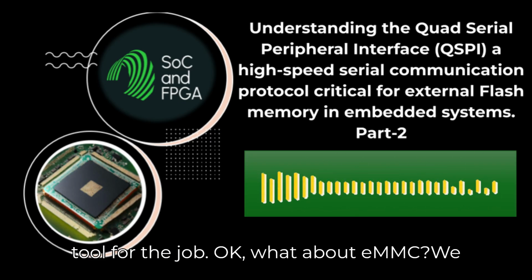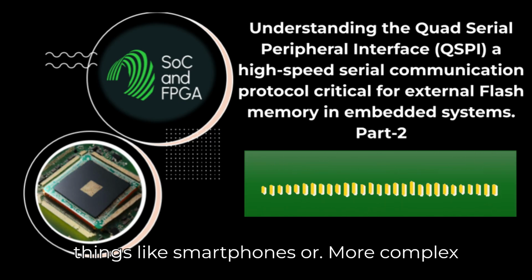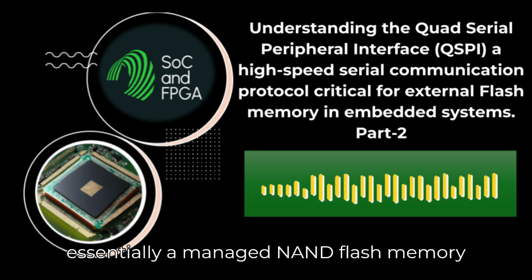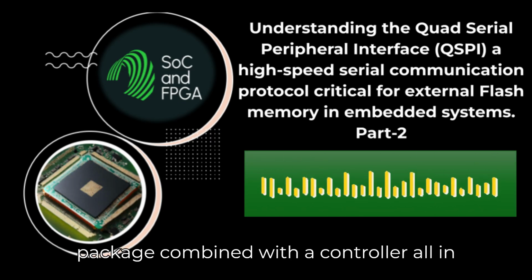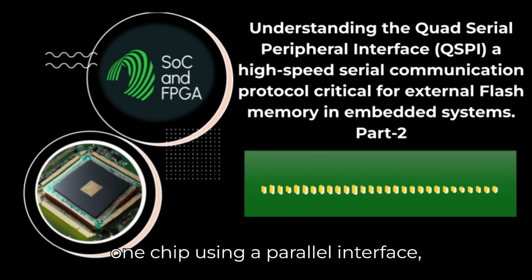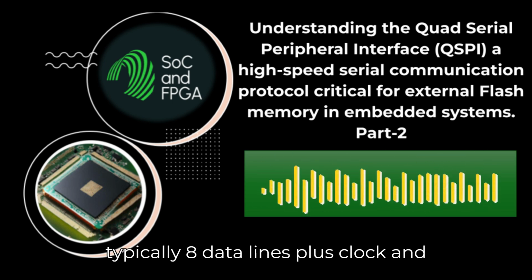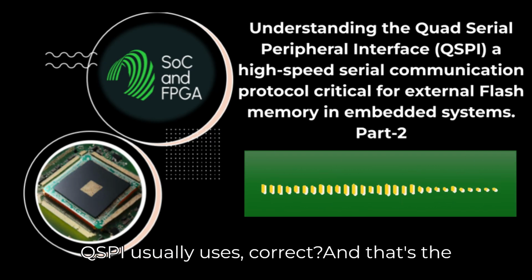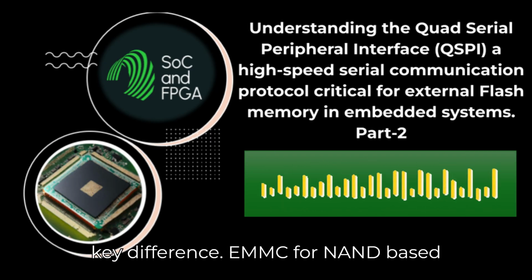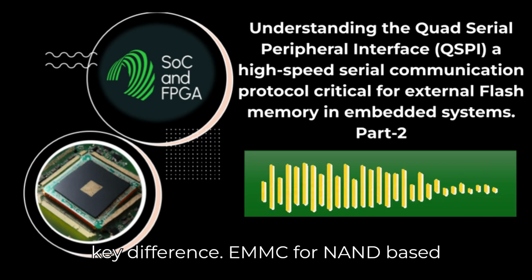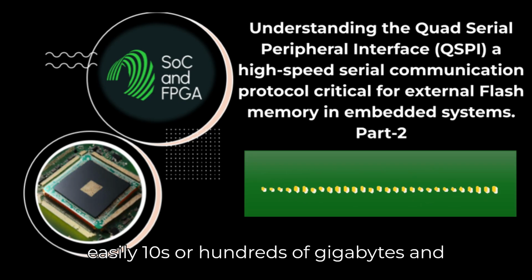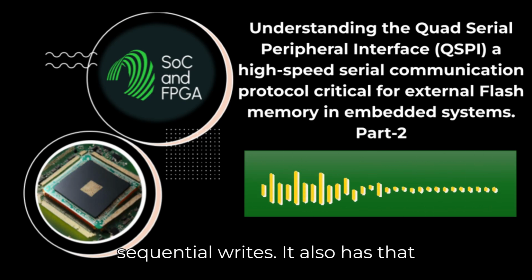Okay, what about eMMC? We hear about that a lot, especially in things like smartphones or more complex embedded systems. Right. eMMC stands for Embedded Multimedia Card. It's essentially a managed NAND flash memory package combined with a controller, all in one chip using a parallel interface, typically 8 data lines plus clock and command. So NAND flash, not NOR flash like QSPI usually uses. Correct, and that's the key difference. eMMC, being NAND-based, offers much higher storage capacities, easily tens or hundreds of gigabytes, and generally better performance for large sequential writes.